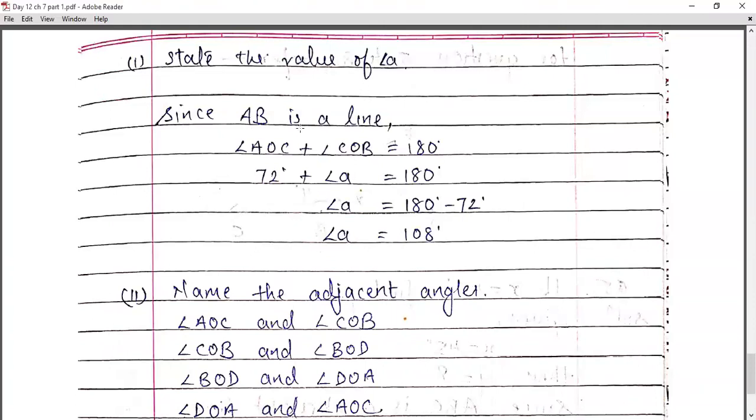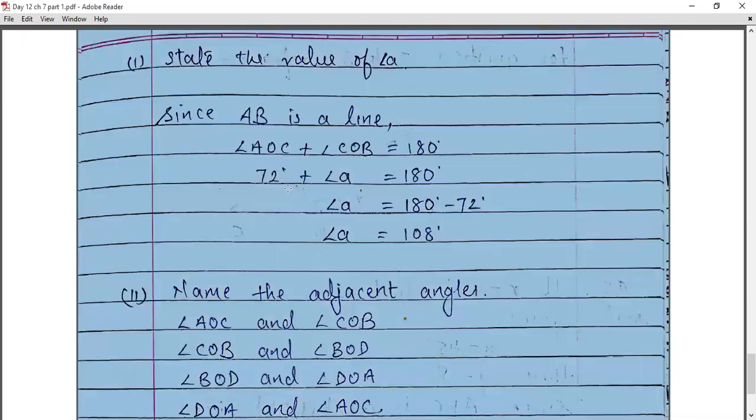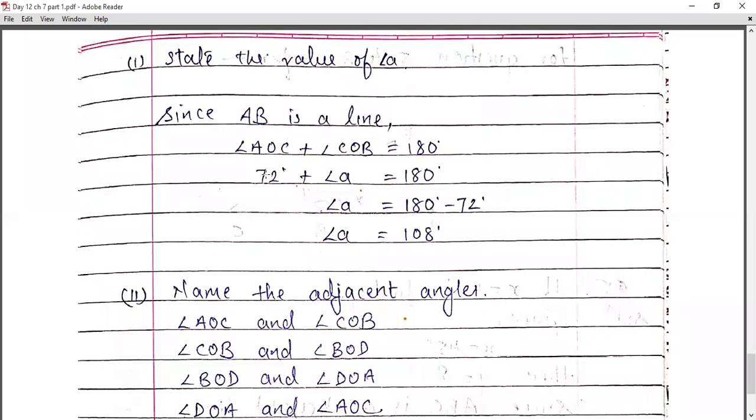So in order to find angle A, AB is a line. Angle AOC plus COB will give you 180 degrees. Angle AOC is 72. Angle COB is angle A. 72 is in addition, so transferring it to the other side, it will change its sign as minus 72. So on subtracting 72 from 180 degrees, you will get 108 degrees.